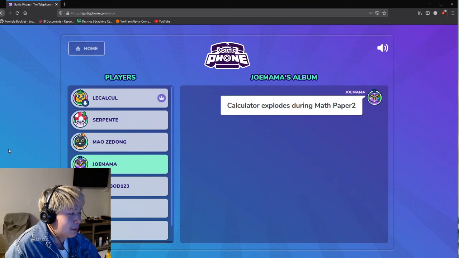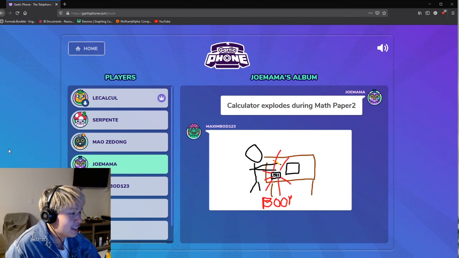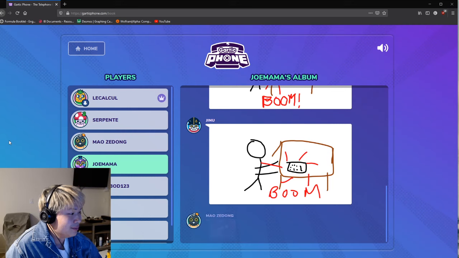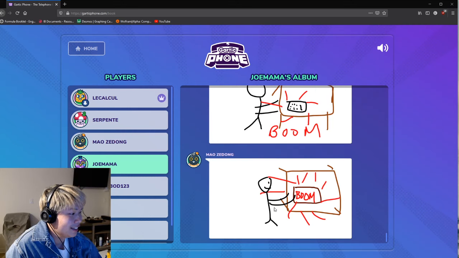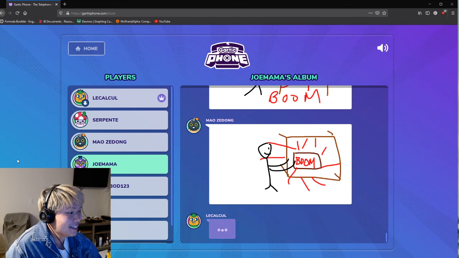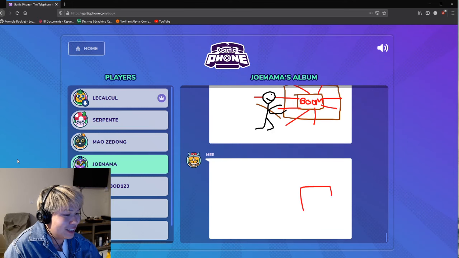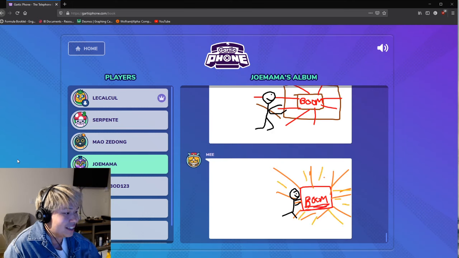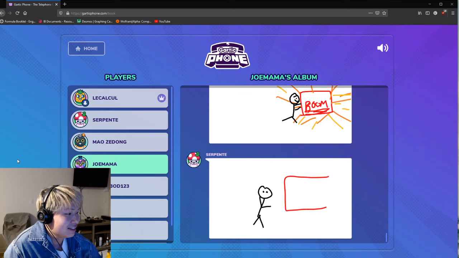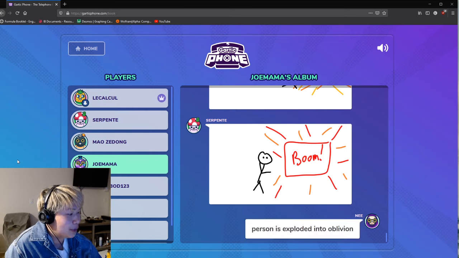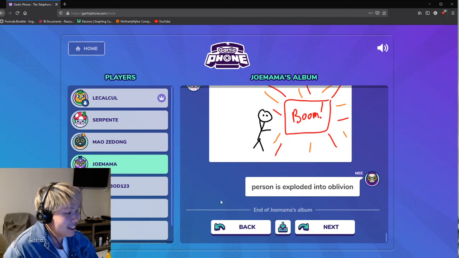Calculator explodes during math paper 2. I don't remember drawing this. Oh shoot, now I do. This went bad really quickly. Right here. I thought like someone was warming up their hands at like an exploding box. Oh no. Person has exploded into oblivion. Well, yeah, it's effectively the same thing.